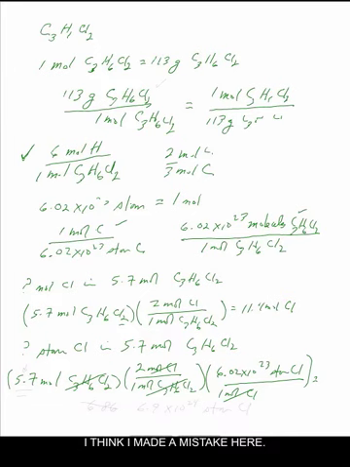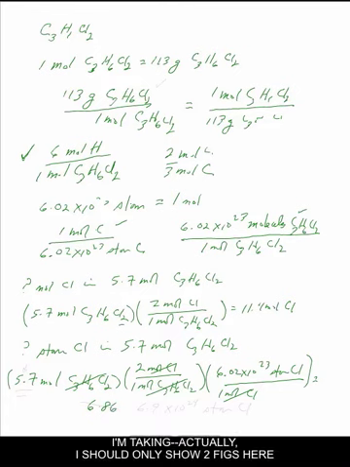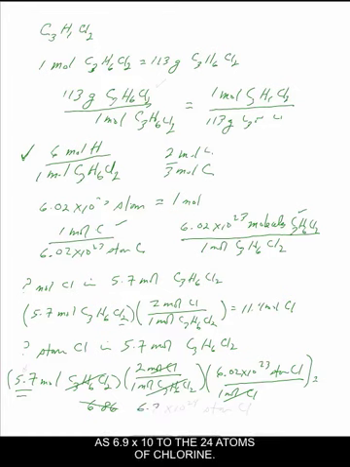I think I made a mistake here. 5.7 times 2 times 6.02E23, and that's coming out here, yes, to 6.86. I should only show 2 sig figs here based on the 5.7, so let's just write that as 6.9 times 10 to the 24 atoms of chlorine.